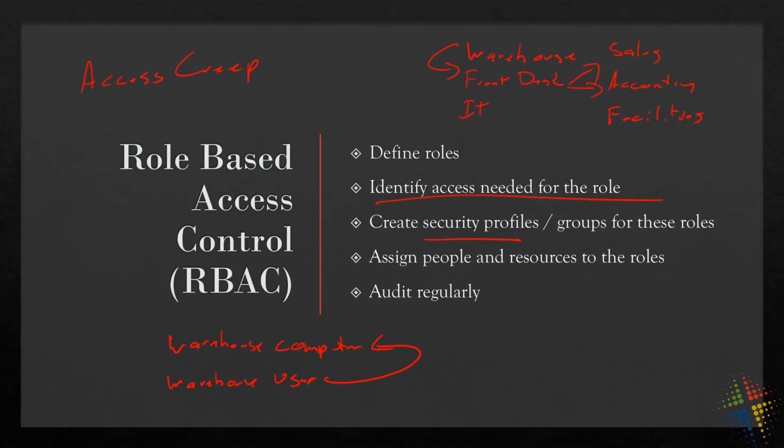So what you want to do is you want to make sure that a person is only ever in one role at a time. So when they're a warehouse worker, they only have access to the warehouse. When they're in sales, they only have access to sales. When they're in accounting, they only have access to accounting. So this regular auditing is really important to make sure that one person doesn't end up with more access than they should.